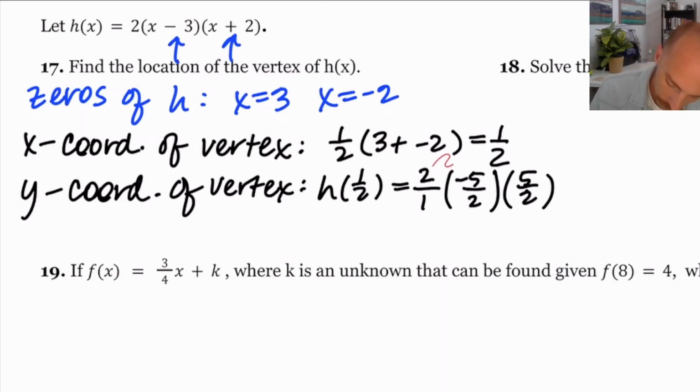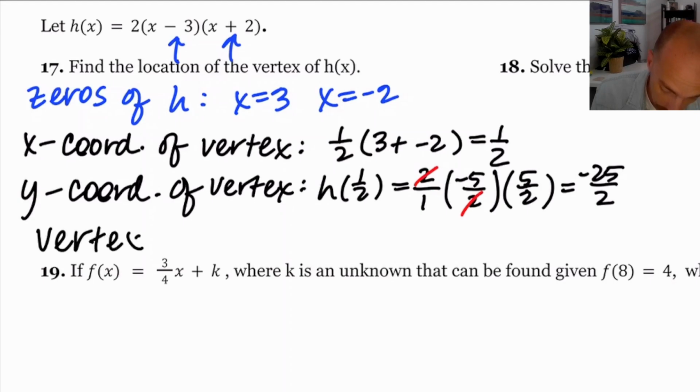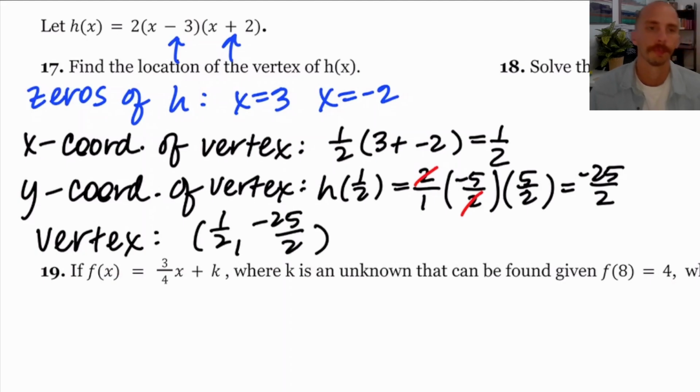But I will point out, if I've got a 2 here, I can cancel out a 2 there. Can't cancel out both of them, right? I would need 2 2's up top to cancel both 2's on bottom. But I can do that and say, all right, this is negative 25 over 2. As a result, I can just say, that would have been a good enough answer for me. But if you had to write the coordinates, it would be 1/2 and negative 25 over 2.